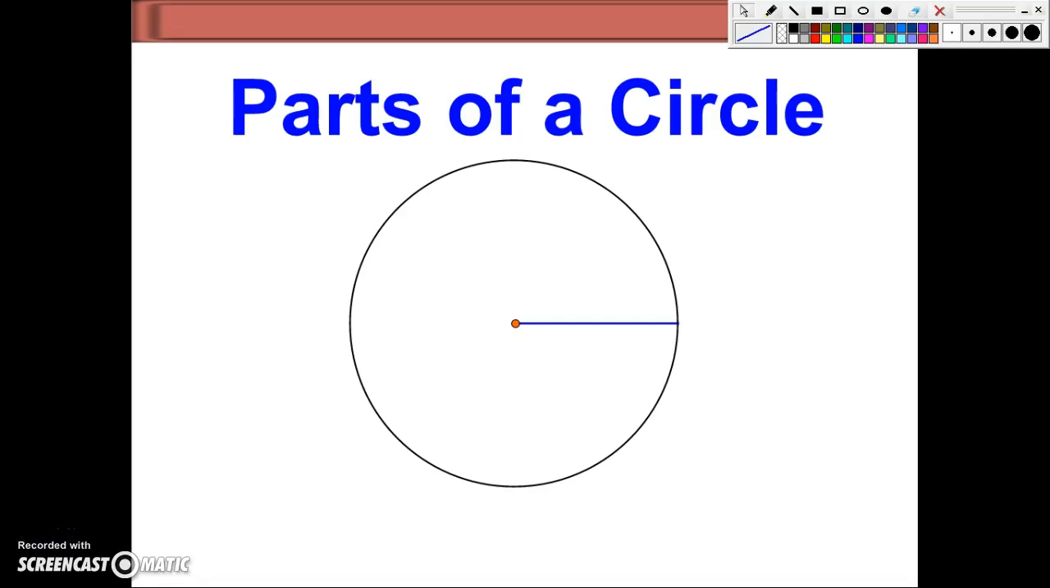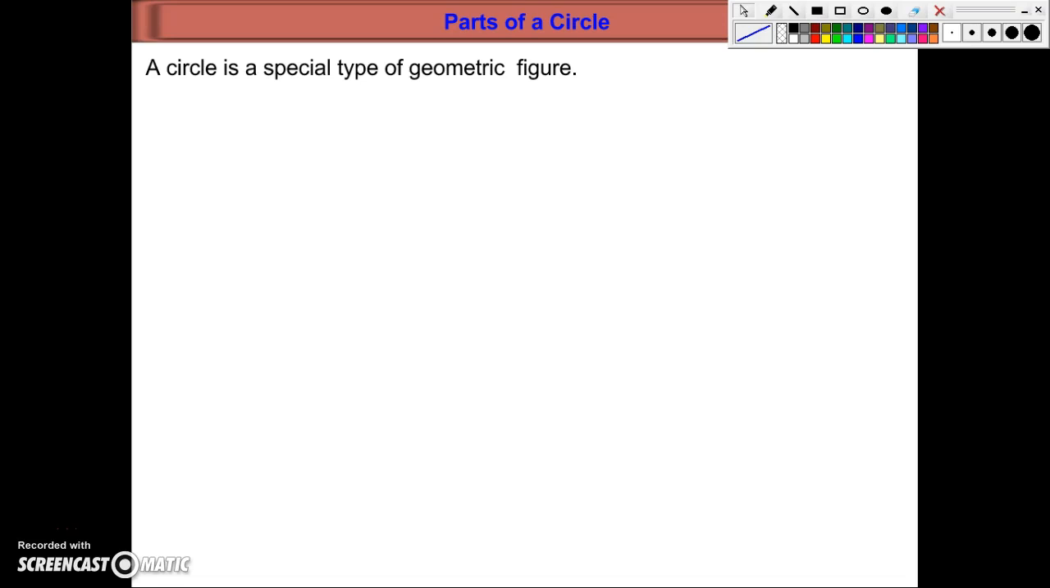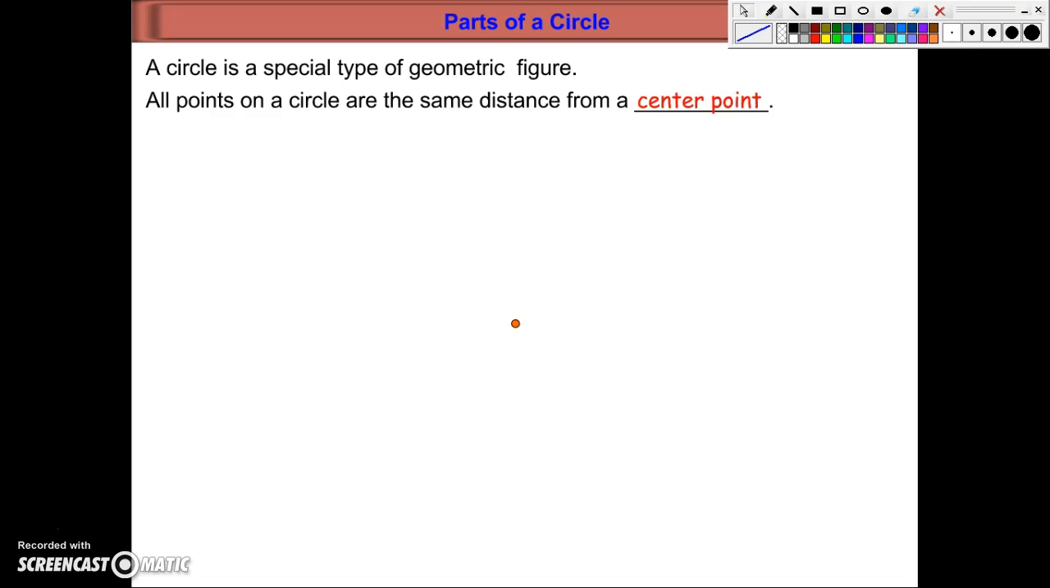Okay, today's video is going to cover the parts of a circle. So this is our beginning. This is a circle. A circle is a special type of geometric figure. All points on a circle are the same distance from a center point. And our center point is drawn here in the middle, right there.